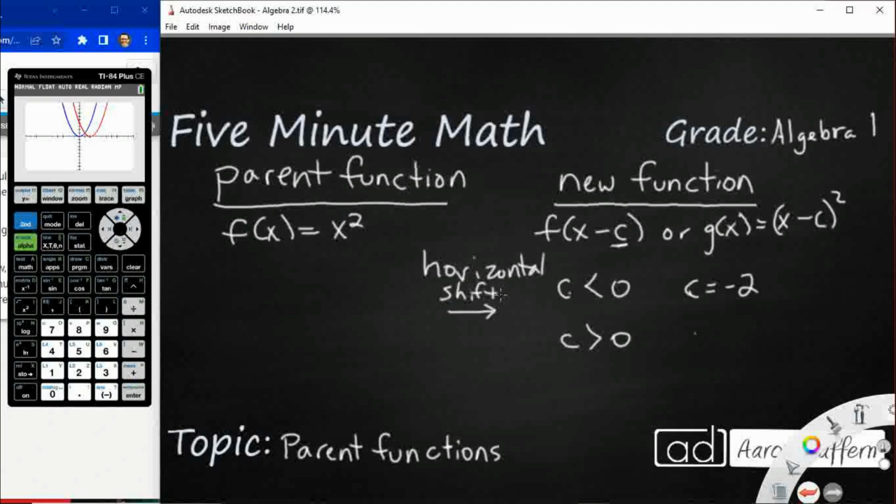So then what happens if we get c as a +2? Well, if you're thinking you're going to shift it to the left, you are correct. So x plus 2 squared, look, it shifts it over to the left. And those horizontal shifts are because we modified the x before it got squared.